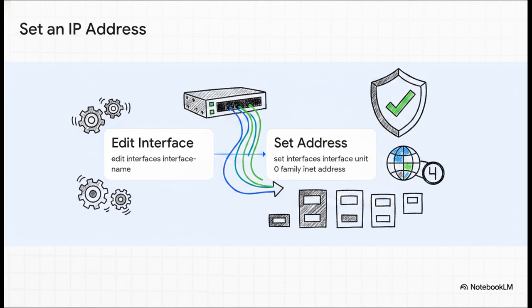Junos, on the other hand, is wonderfully precise. First, you edit the interface. Then, you set interface unit 0, family inet address. Now, you might be wondering why unit 0?